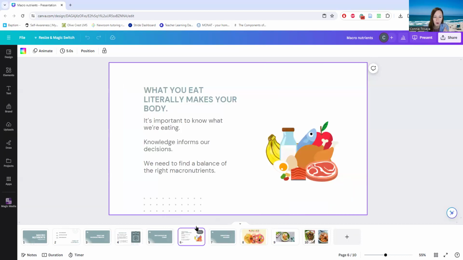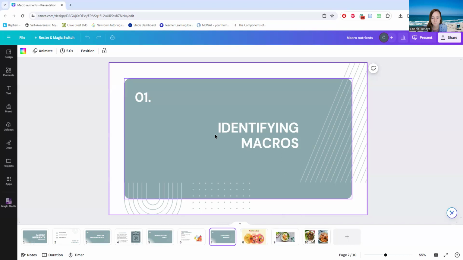Okay, why do we care about all of this? What you eat literally makes up your body. So when you think about those Legos being broken down into individual Legos and then being formed back together to form the parts of your body, the food you put in your mouth is what your body becomes. So it's important to know what we're eating. It's important to have knowledge that informs our decisions. And then we need to make sure that we find a balance of the right macronutrients in our diet so that our body is composed of what we want it to be composed of.